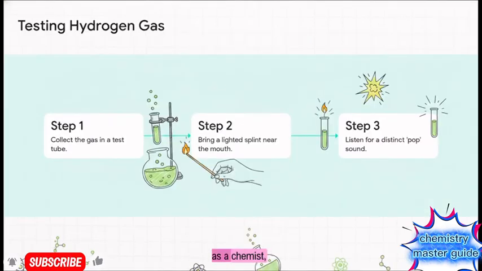But listen, as a chemist, you never just assume a gas is hydrogen, right? You have to prove it. So we do the classic pop test. We collect those gas bubbles in a test tube, then carefully bring a lighted splint near the mouth of it. If it's hydrogen, it ignites with a super satisfying, loud pop sound. It's definitely a lab favorite.